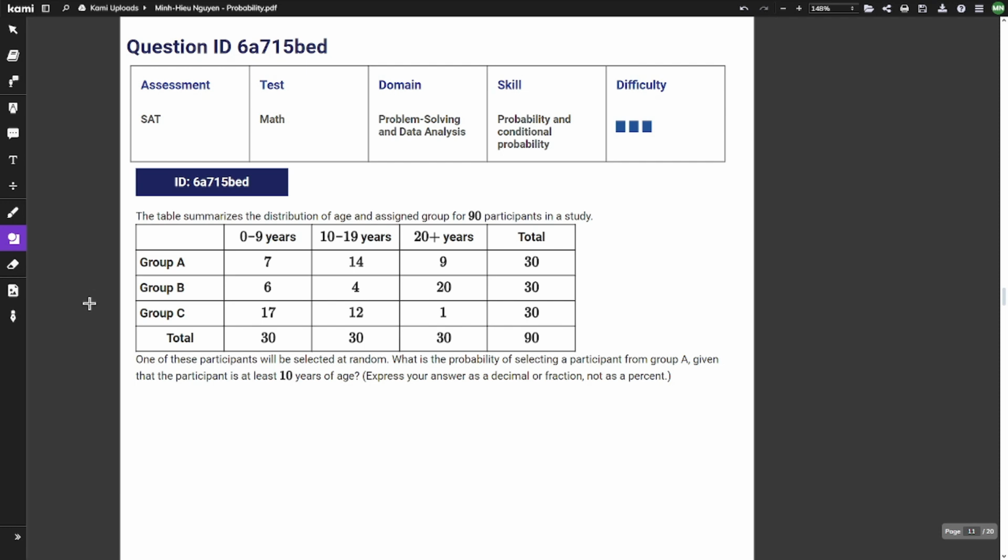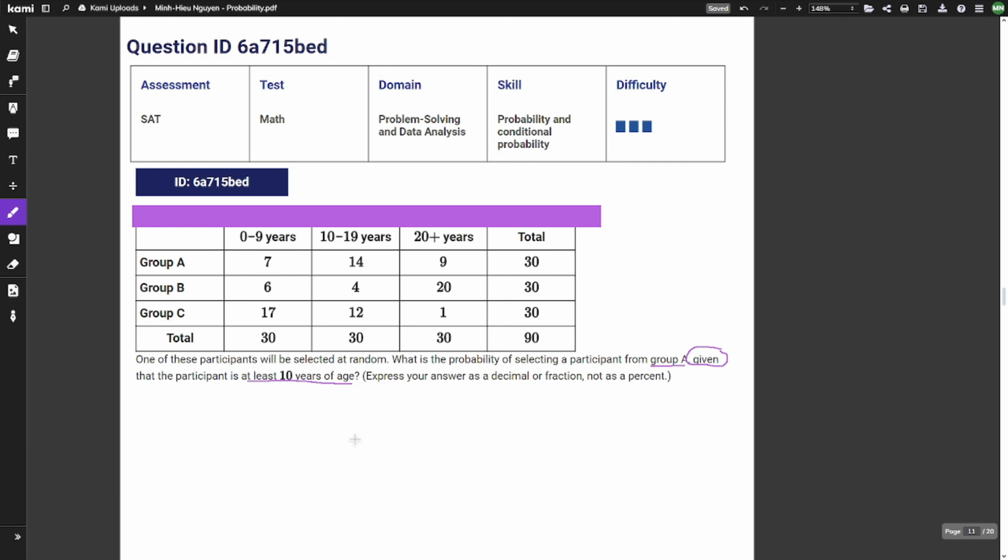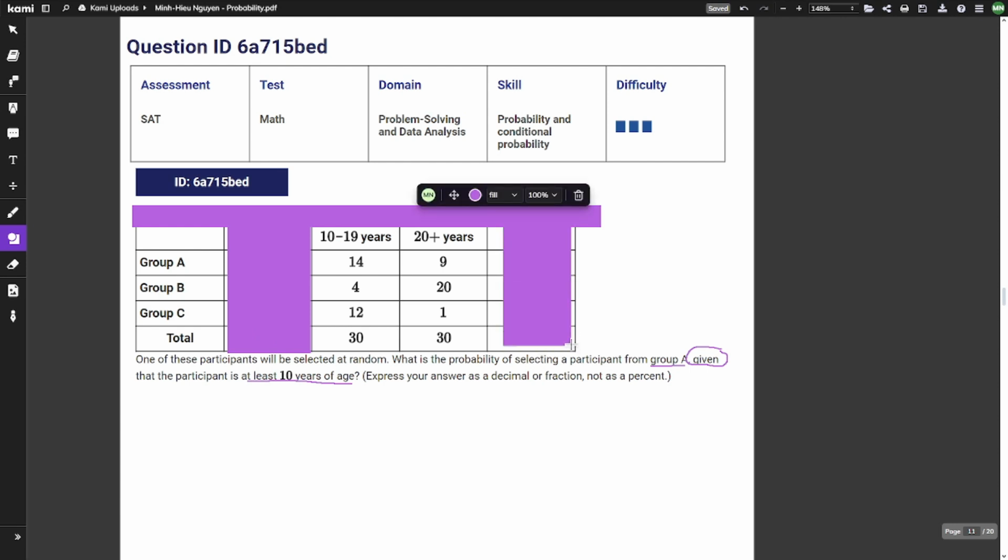Question number 11. The table summarizes, don't care. One of these participants will be selected at random. What is the probability of selecting a participant from group A given, oh shoot, we finally get another given, that the participant is at least 10 years of age? Alright, first thing, we always gonna do the given first. At least 10 years of age, so we don't care about 0 to 9, and we don't care about the total.